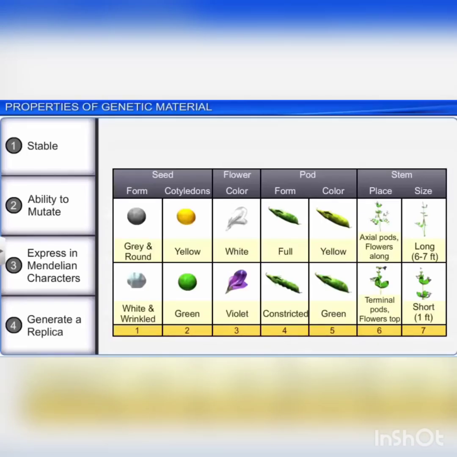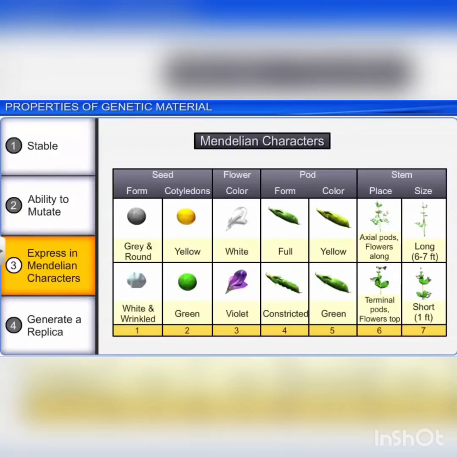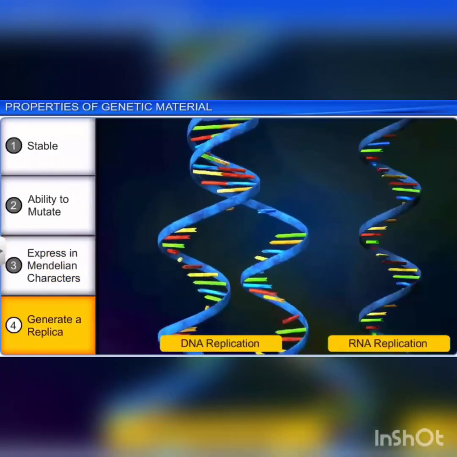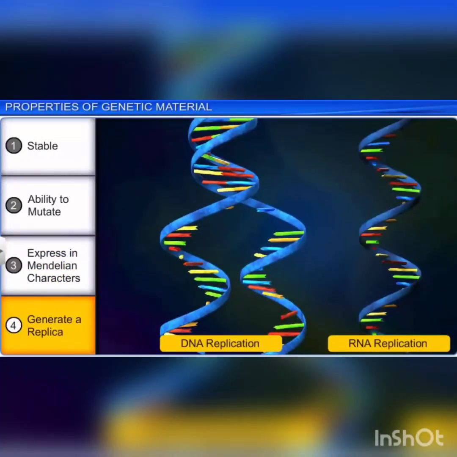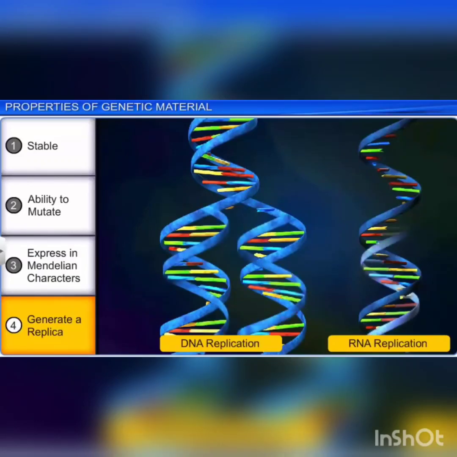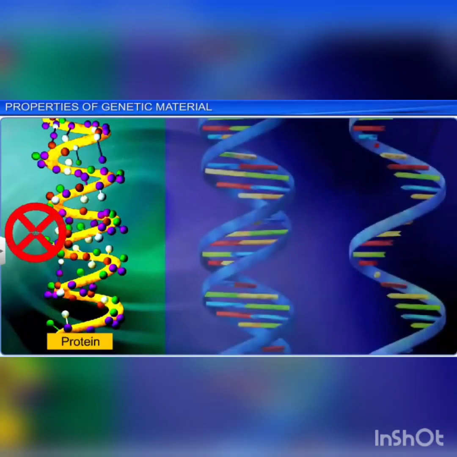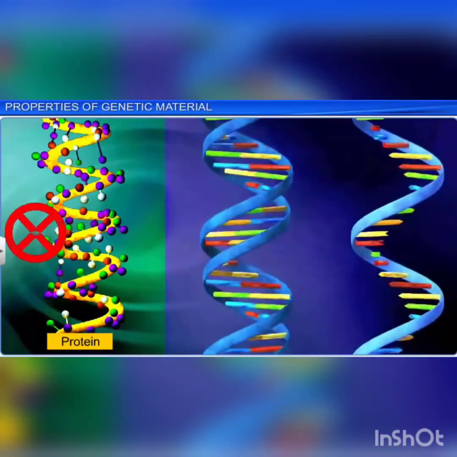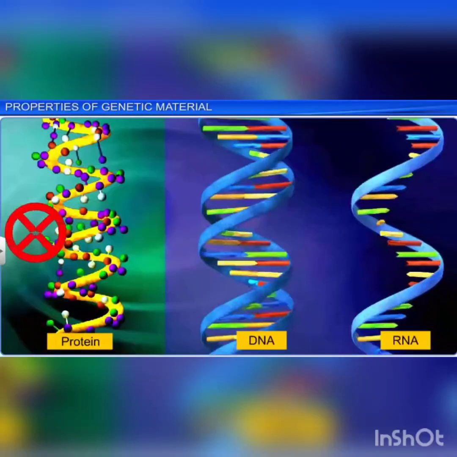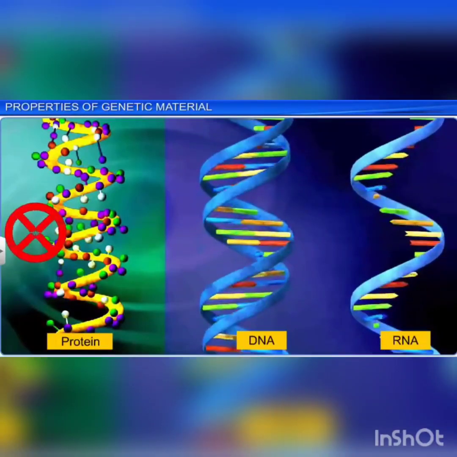Further, the molecule should be able to express itself in Mendelian characters and also be able to generate its own replica to become a genetic material. Most biomolecules, including proteins, fail to fulfill these criteria. Even so, both the nucleic acids, DNA and RNA, meet all these requirements.